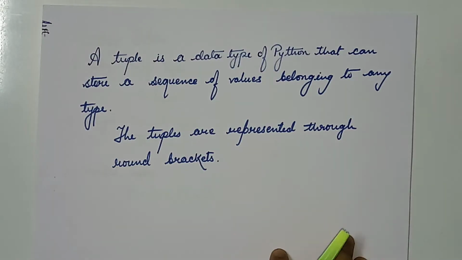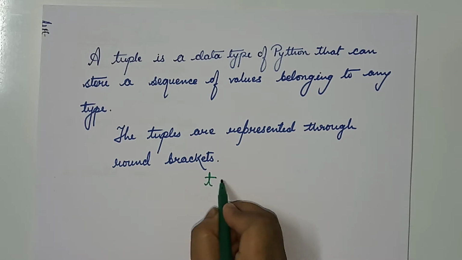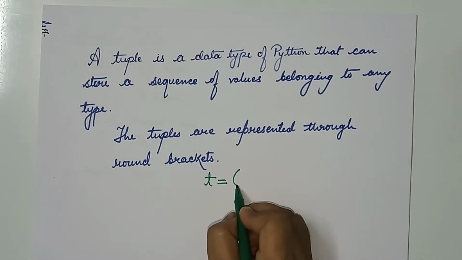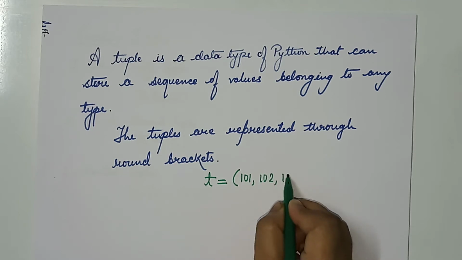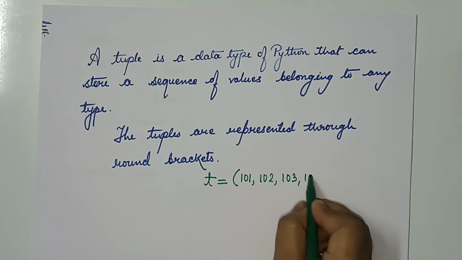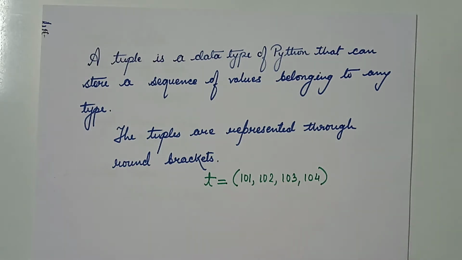A tuple is a data type of Python that can store a sequence of values belonging to any data type. Tuples are represented through round brackets. Let's see how we can declare a tuple. Let's say T is equal to, within the round brackets, 101, 102, 103, 104. Like this we can create a tuple. This is also a sequence data type, and here the elements are identified by index.